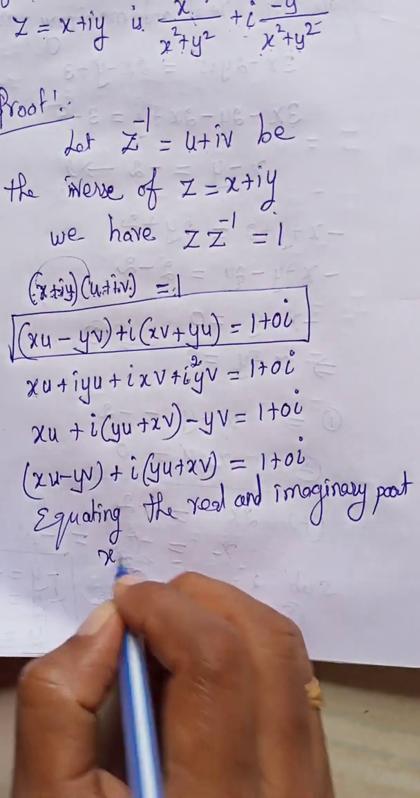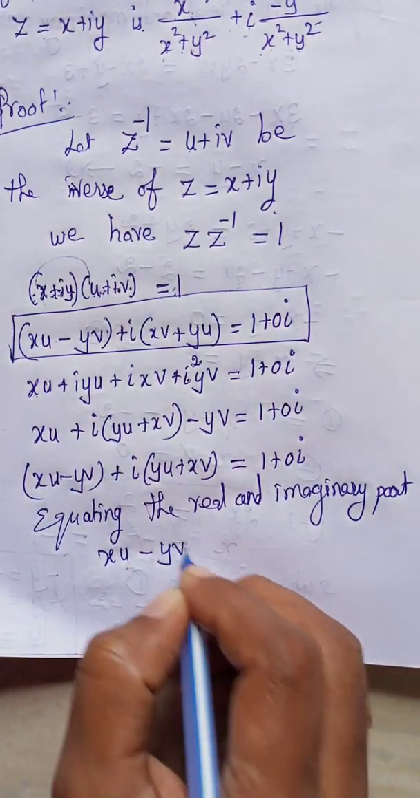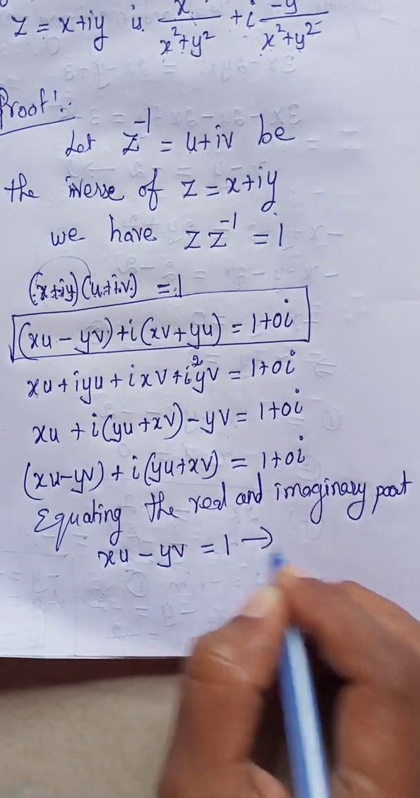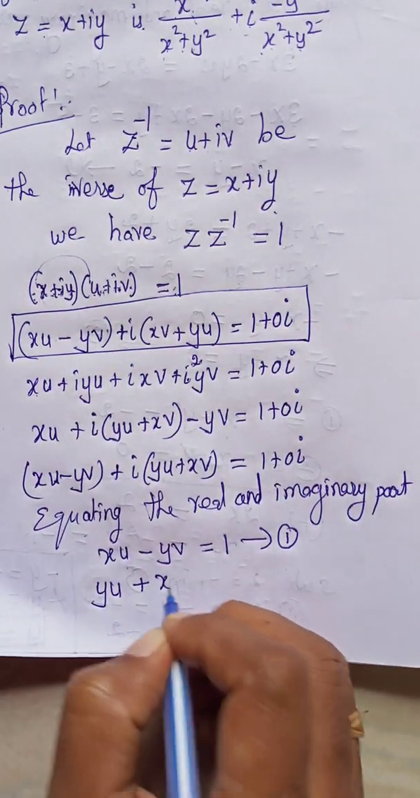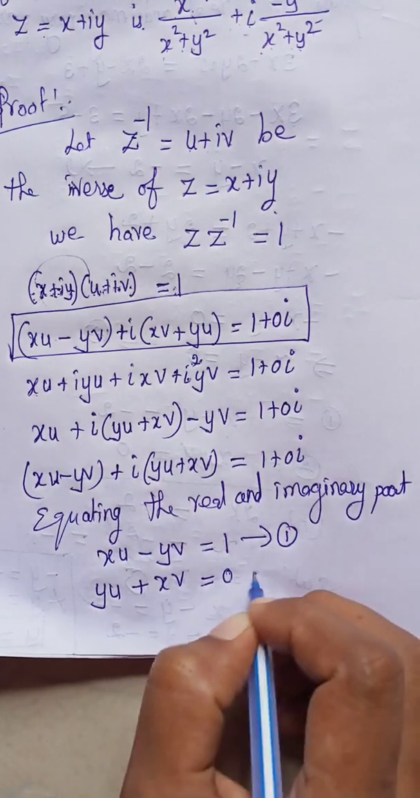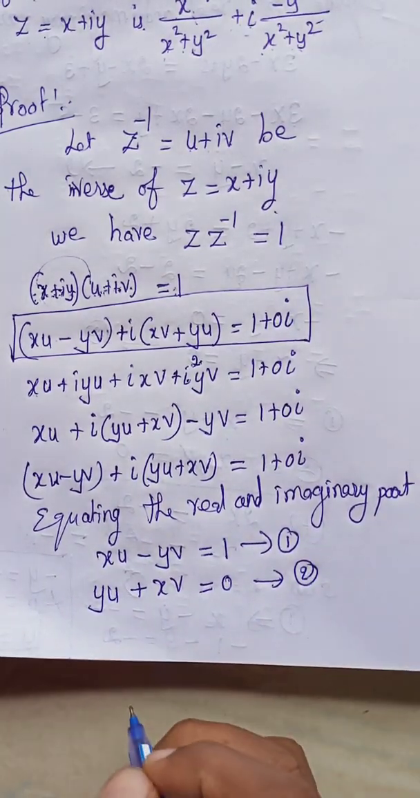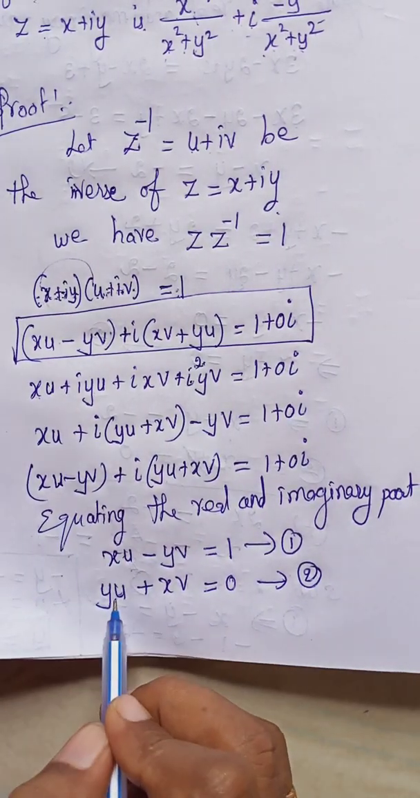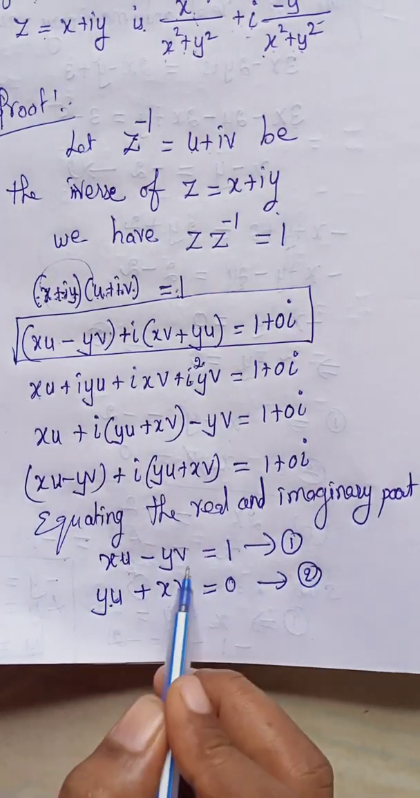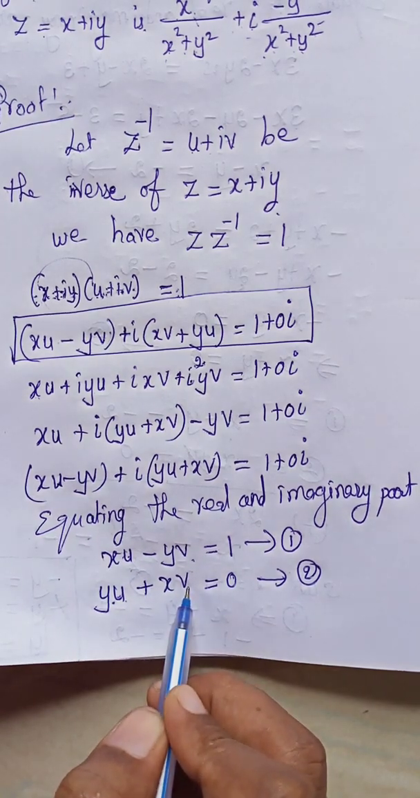x into u minus y into v is equal to 1. This is equation number 1. The next, y into u plus x into v is equal to 0. This is equation number 2. See why I have written u first? Because we need to find out u and v only.